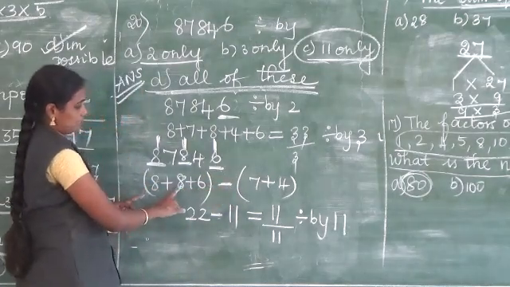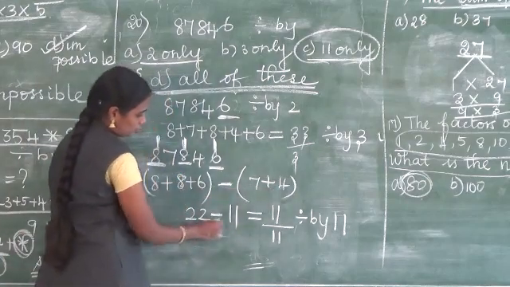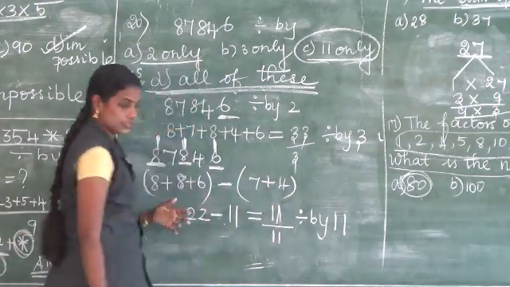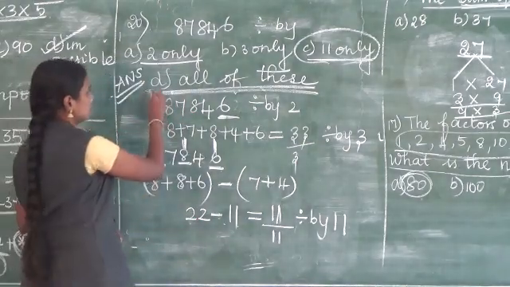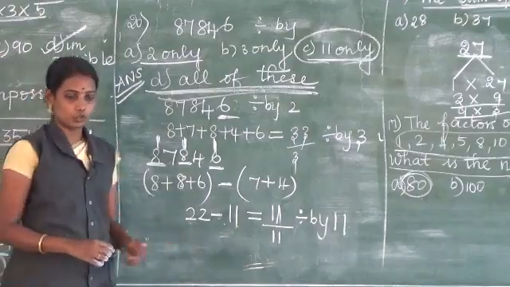Okay, so 8 plus 8 plus 6 equal to 22, 7 plus 4 equal to 11, 22 minus 11 is 11. So 11 is divisible by 11. So the answer is all of this. Okay everyone, so this exercise is over.